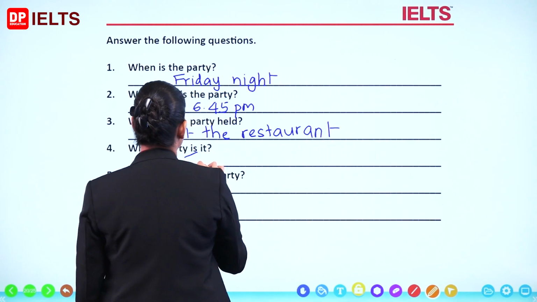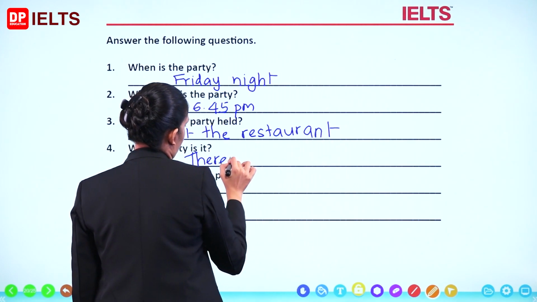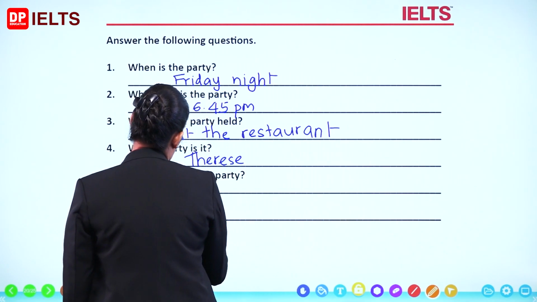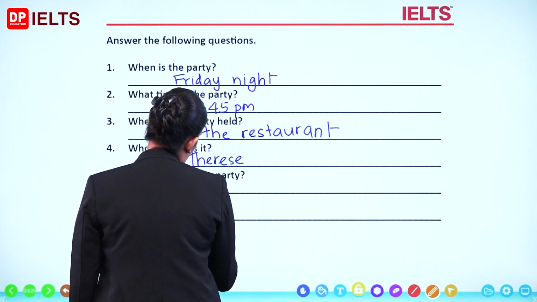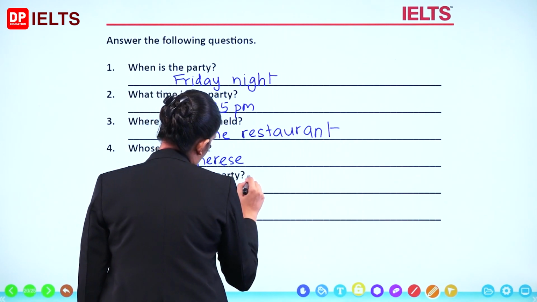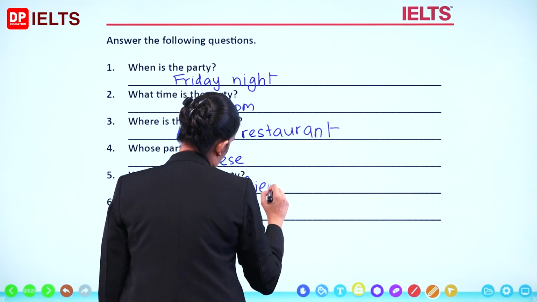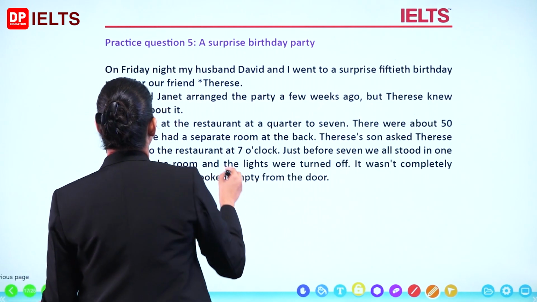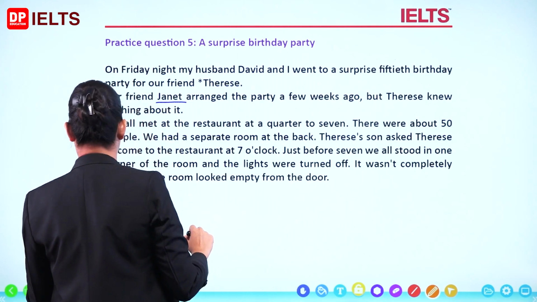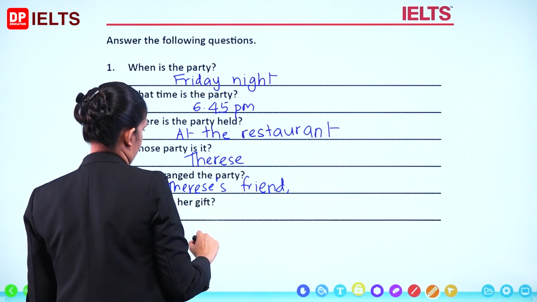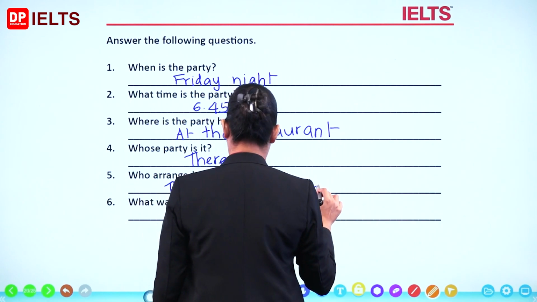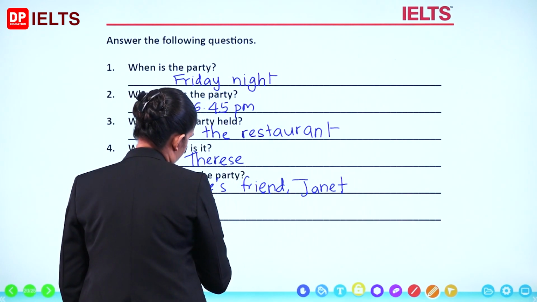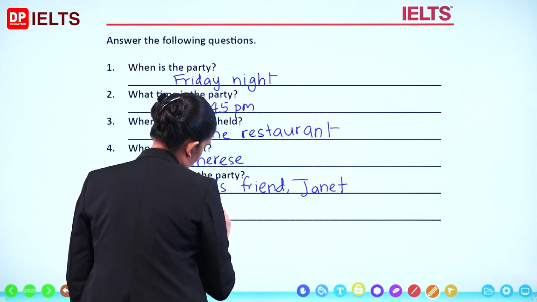Whose party is it? Therese. Who arranged the party? Therese's friend. What was her friend's name? Janet. What was her gift? Patchwork quilt.